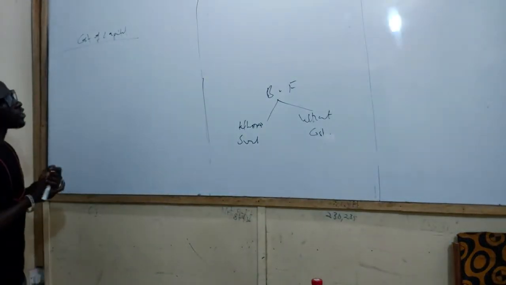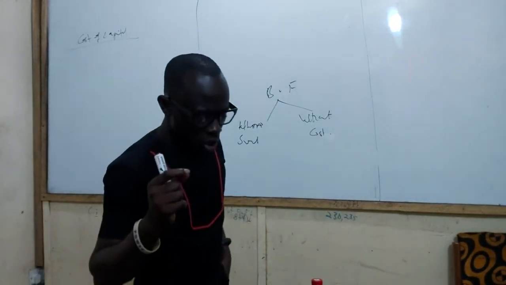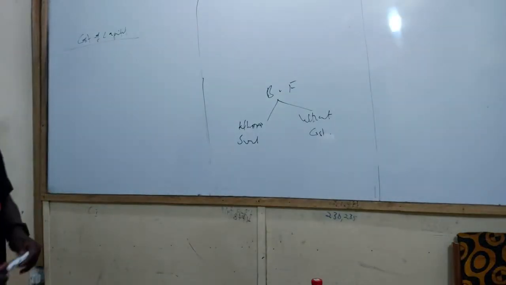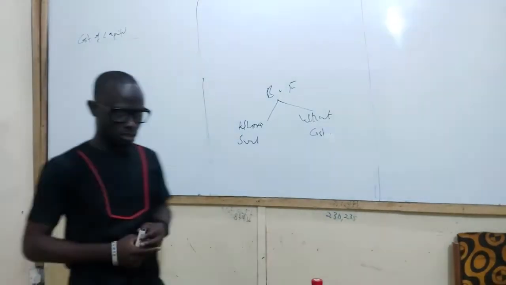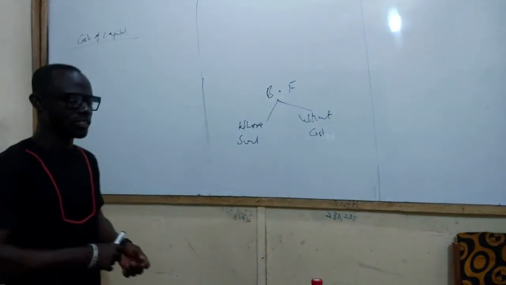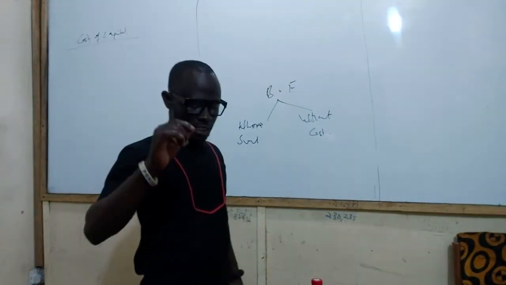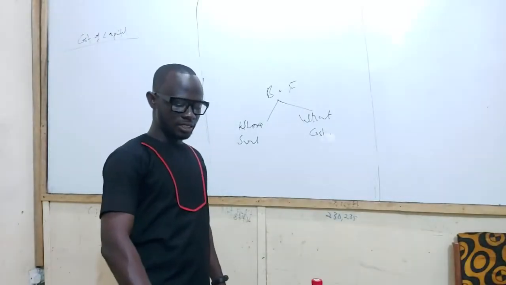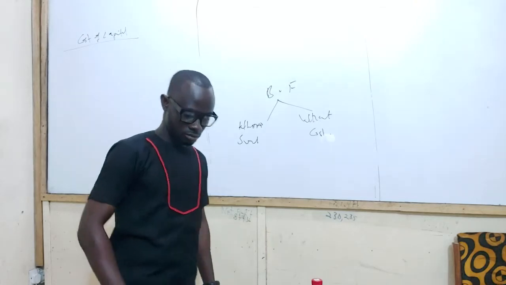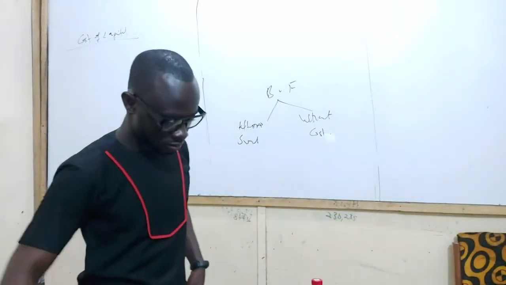So what is cost of capital? In simple language, we say cost of capital is the rate of return that a company must pay to the providers of finance. The rate of return that a company must pay to the providers of finance. That is the idea about it.